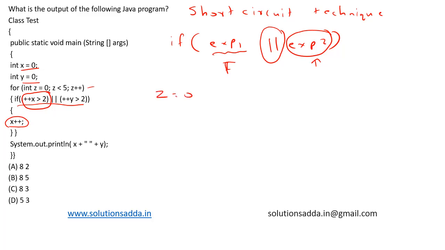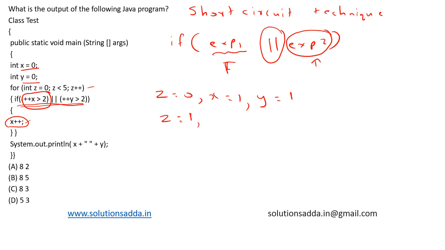Initially z equal to 0. We are entering the loop. Now we are doing plus plus x. So x will become 1 here. Now x is 1, greater than 2, false. So then we execute the second expression also. Here also we are incrementing the value of y by 1. Now both the conditions are failing. Then we do not enter this criteria. Now we move on to the next iteration.